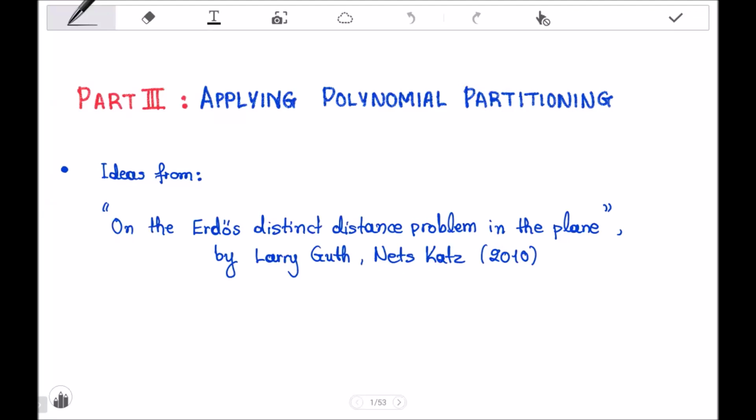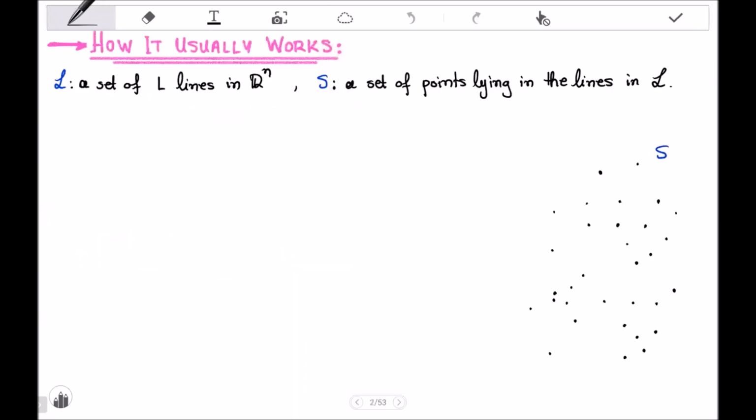Okay, hi everyone. So last time we discussed how we can partition a set of points using the zero set of a polynomial. As promised, today we'll talk about how to reduce to the case, if possible, where almost everything clusters on the zero set of the polynomial.